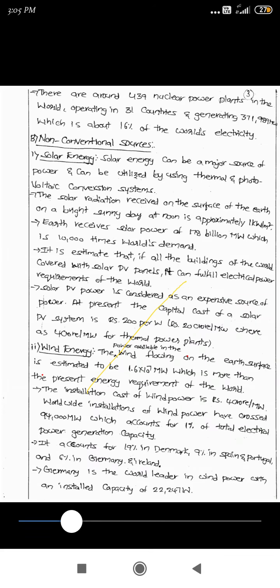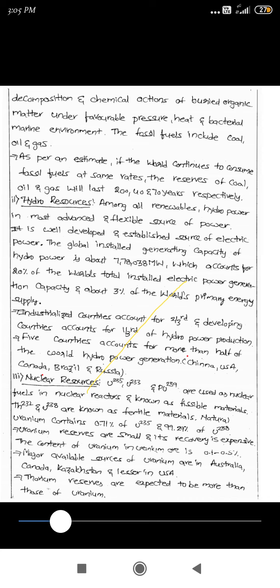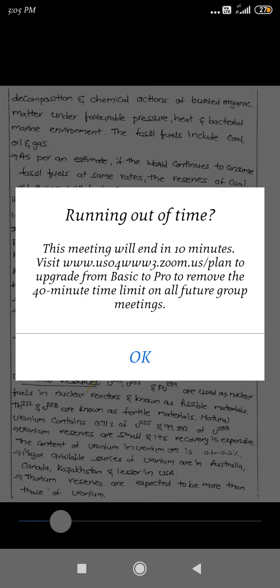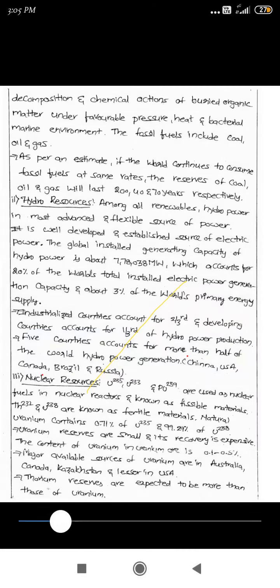So whatever all those conventional sources are, we have already discussed them. They are divided into renewable sources and non-renewable sources. So the renewable energy source consists of the non-conventional sources.